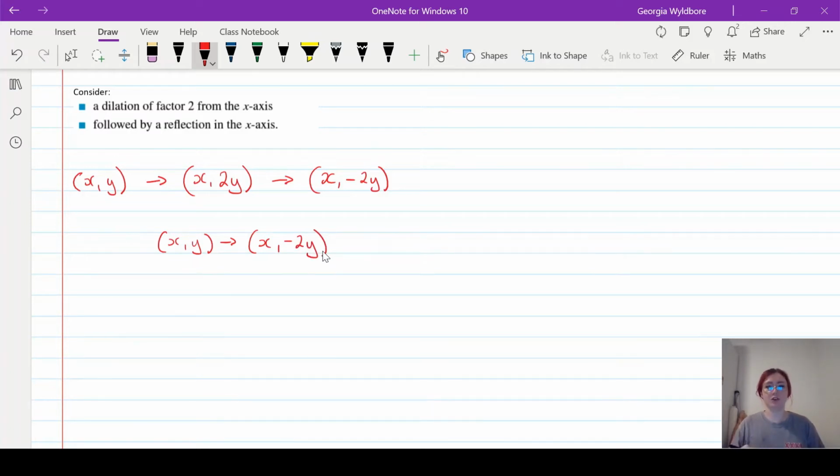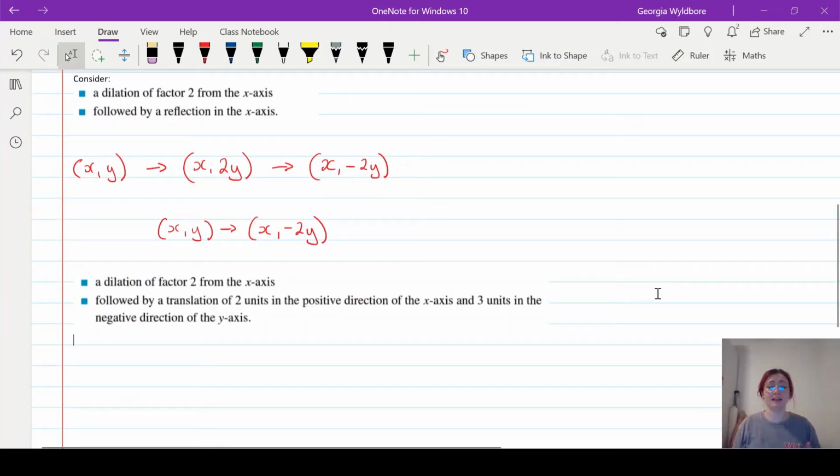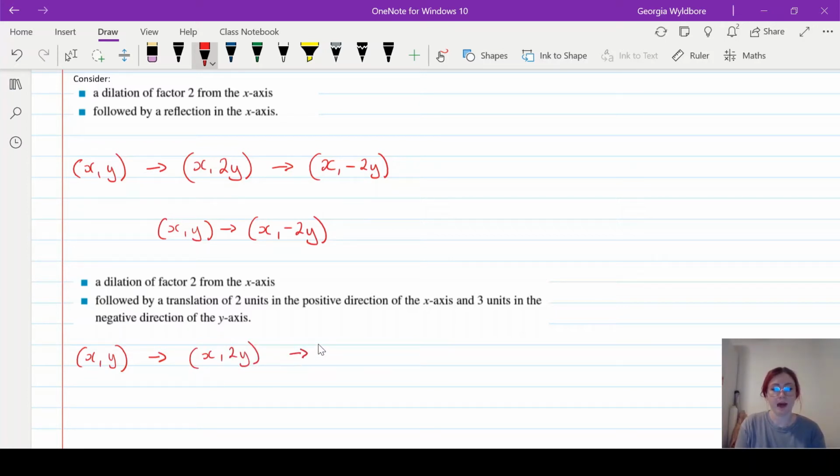But you want to put in those interim steps for now, until you can jump ahead, to make sure that you're getting each part of the process correct. So if we were to do that same thing with a dilation of factor 2 from the x-axis, followed by a translation of 2 units positive in x and 3 negative in y, we start just the same. We have point (x, y) is going to map to (x, 2y). Then that is going to map, our x is going 2 units positive, so x plus 2, and our y is 3 units negative, so we've got 2y minus 3.